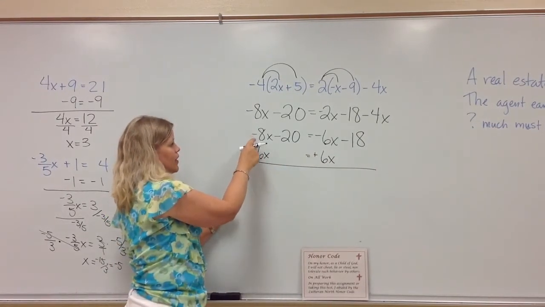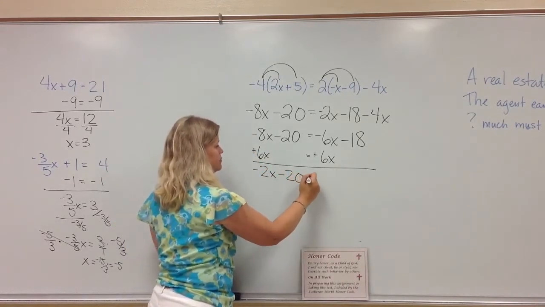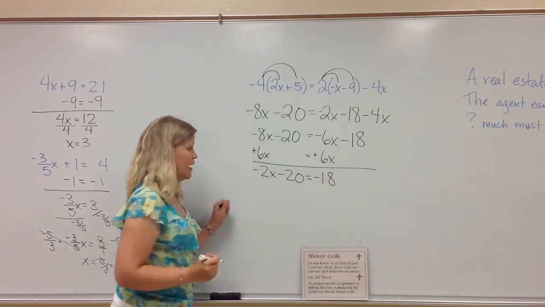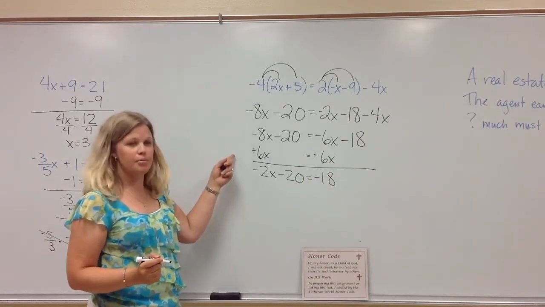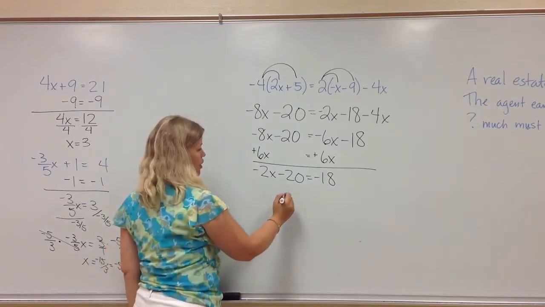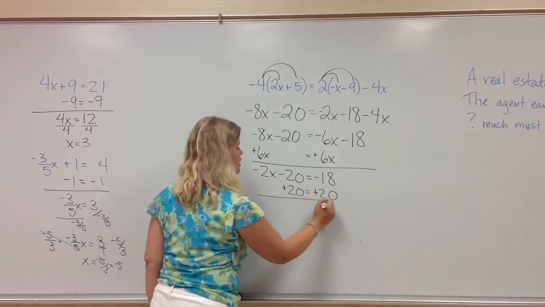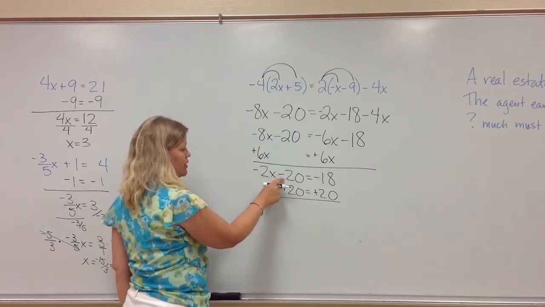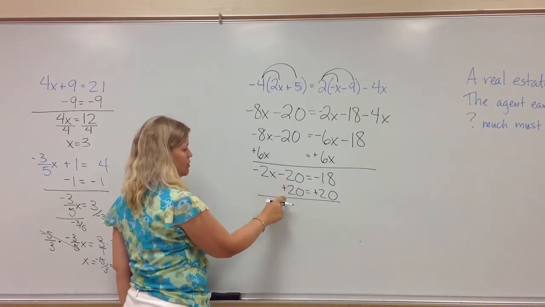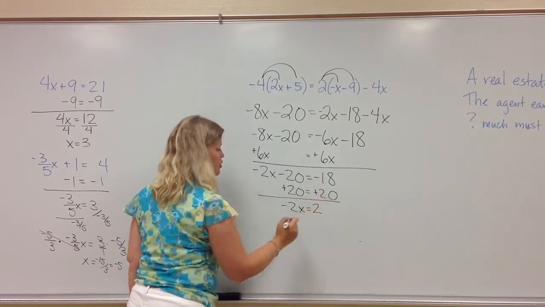What is negative 8x plus 6x? Negative 2x. Okay, and now look, in a couple steps you've gotten it down to an easy problem. What are you going to do first? Well, you're going to add 20 because you've got to get both the negative 2 and the negative 20 to the other side. So we add, we get negative 2x equals 2.